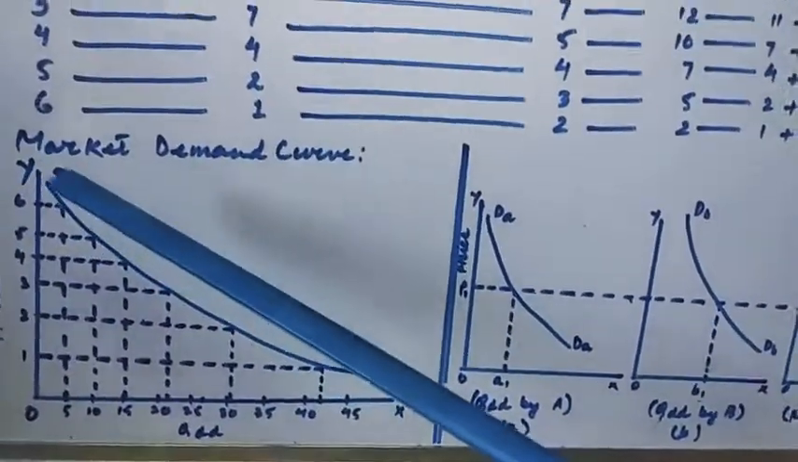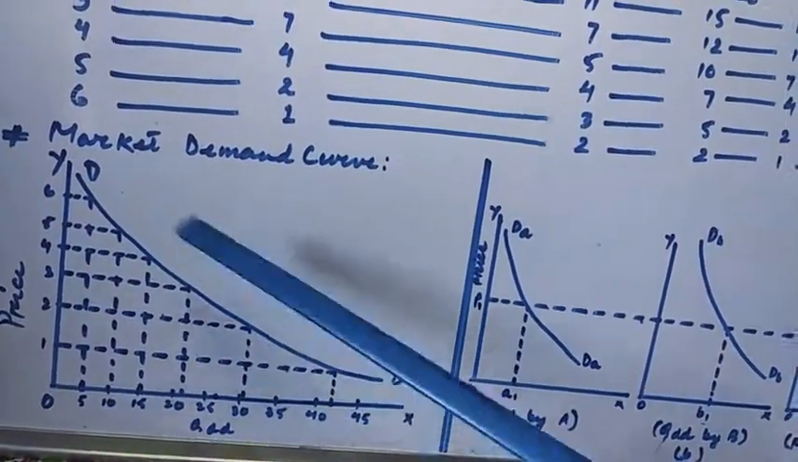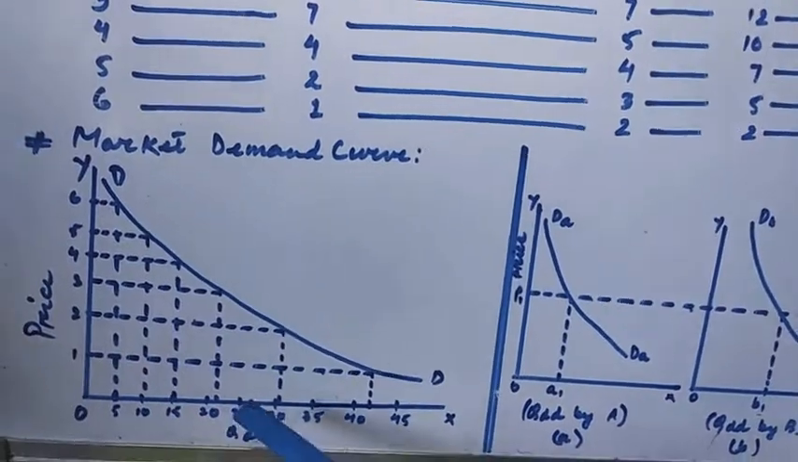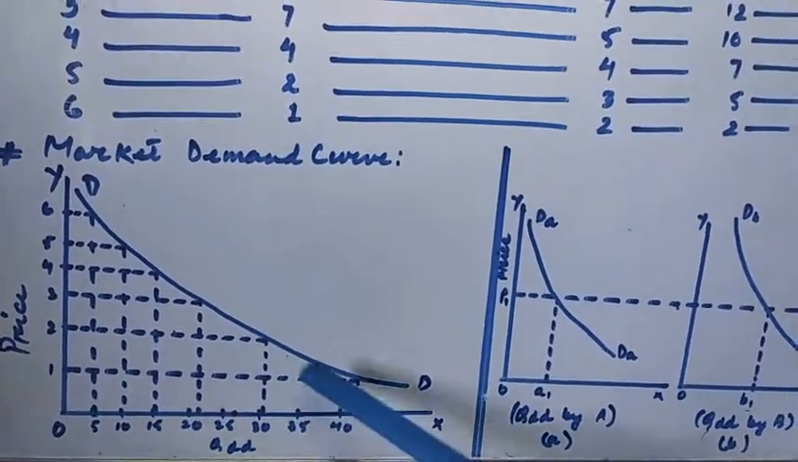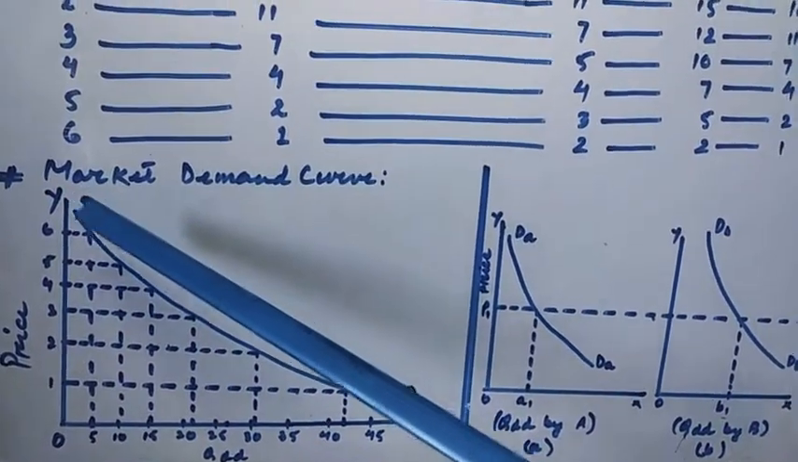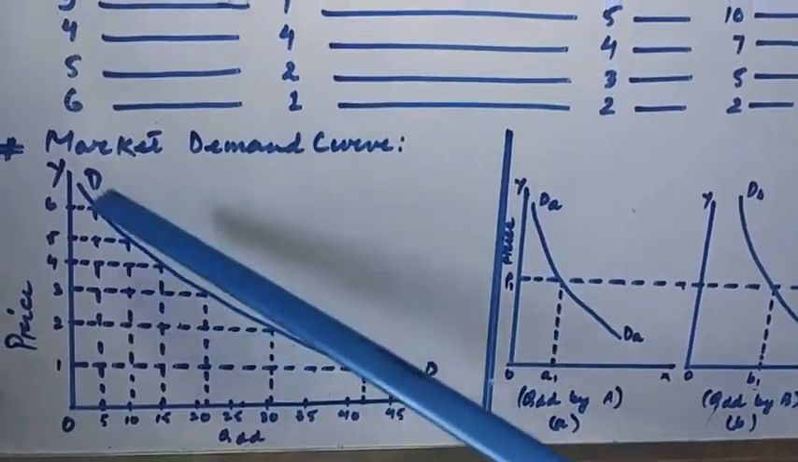And how did we get this DD and how did we get these numbers? Because we have added up all the individual consumers' quantities demanded to get the market demand. So finally we get DD, which is the market demand curve.